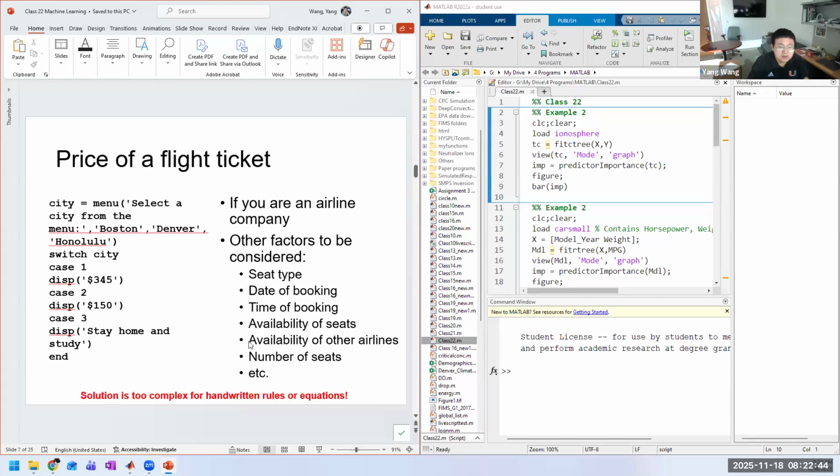So of course there are many factors. For example, as I mentioned, the destination, right? The location of the traveler, basically the origin, the location that you're flying from. And of course, it also depends on seat type and the date of the booking, because if it's during the traveling season, then the airline companies want to use a higher price, right? The time of the booking, right?